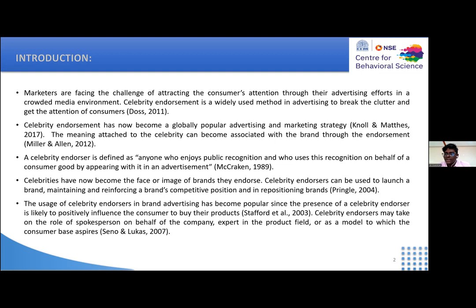Previous research on celebrity endorsement has found that employing celebrities in advertisements has a positive impact on brand attitude, as proposed by Till, brand awareness, as proposed by Miller and Lasnik, attitude towards the advertisement, as proposed by McCormick, and purchase intention, as proposed by Chung and Chow. So the usage of celebrity endorsement will give a positive impact on brand attitude, brand awareness, attitude towards the advertisement, and purchase intentions.